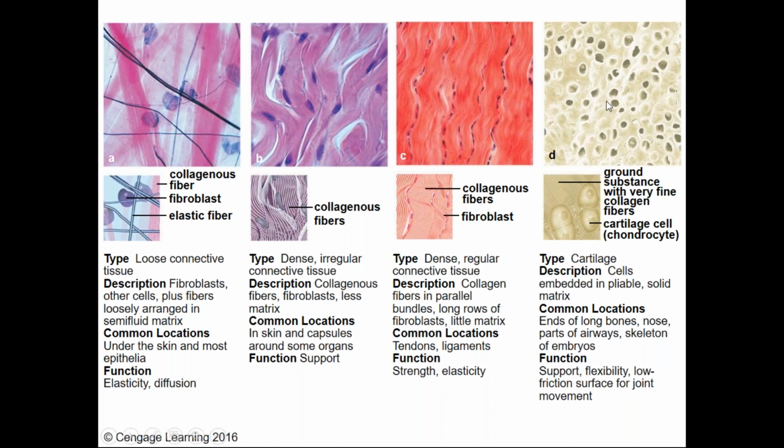It acts as a cushion in our spine, right? The intervertebral discs, the spaces between our vertebrae, those are different types of cartilage. And look here, it says support, flexibility, low friction surface for joint movement. So they're also on the ends of bones and allow for our joints to move freely. Okay, cartilage is a very important connective tissue.